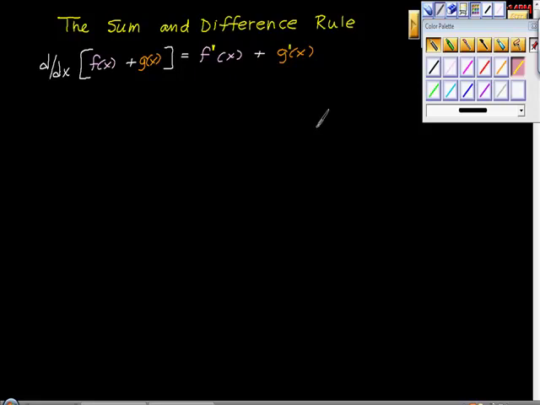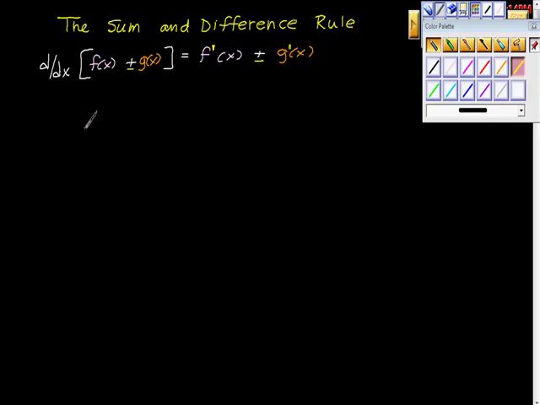Okay, this is just called the sum and difference rules, but to me it's just the sum or difference rule because of this and this. The derivative of f of x plus or minus g of x, this composite function, is simply the derivative of f of x plus or minus the derivative of g of x. It sounds kind of weird, but it's actually really reasonable. Let's look at this for a second.